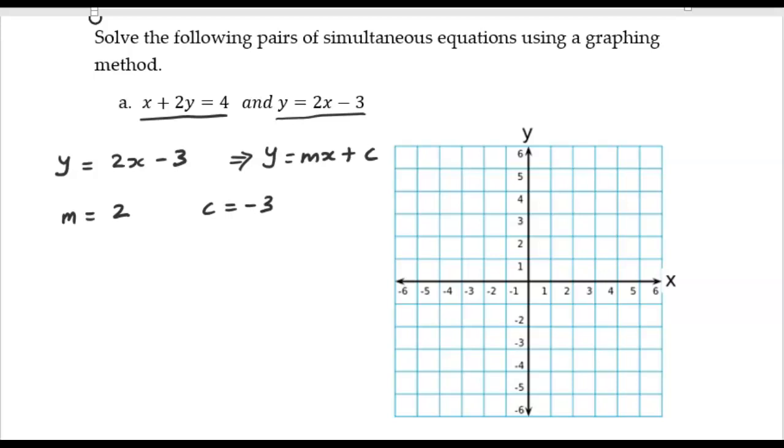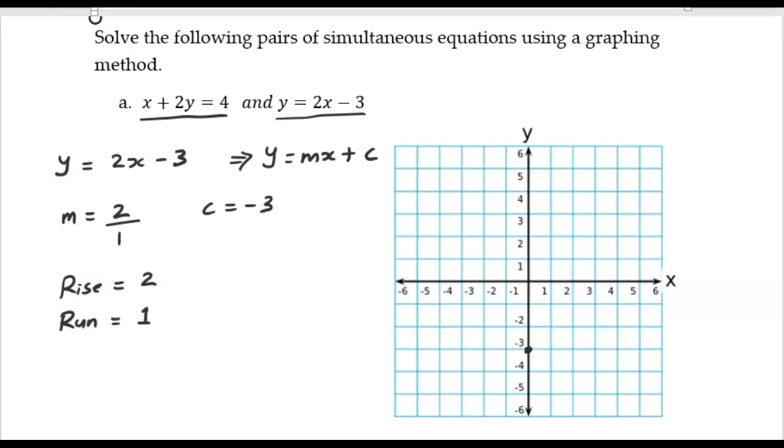Now going back to some basics of gradient. The gradient here is 2. If I want to write it as a fraction, I can just simply write it as 2 over 1. What that gives me is the rise of the graph is 2, while the run of the graph is a positive 1. So going back to sketching lines with the gradient intercept method, the first step is we always start by plotting the y-intercept. In this case, the y-intercept is minus 3.